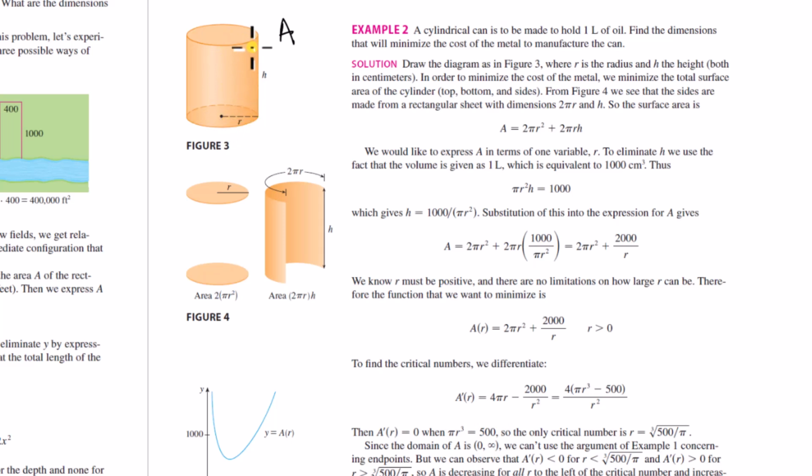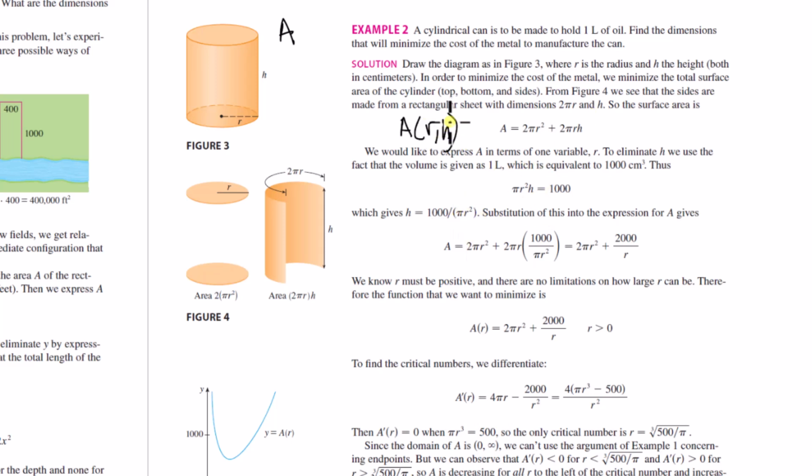Then they draw a diagram here with associated variables, the radius of the ends and the height. The next step is to express the variable to be optimized as a function of the input variables. So what's the total surface area? Well, 2 times pi r squared for the two ends, plus the circumference, which is 2 pi r, times h. There you go. So this is A as a function of r and h.